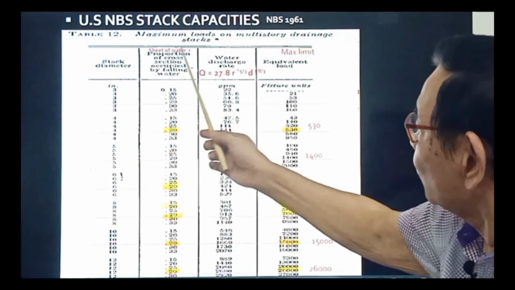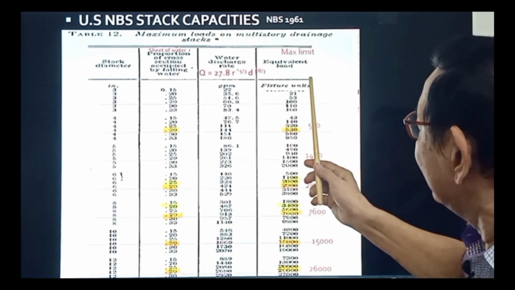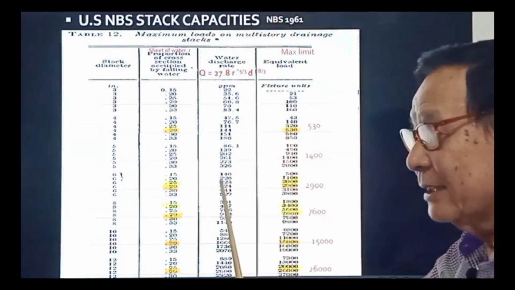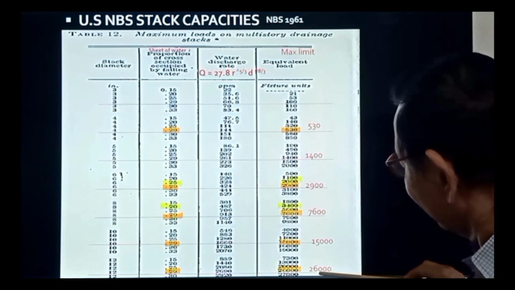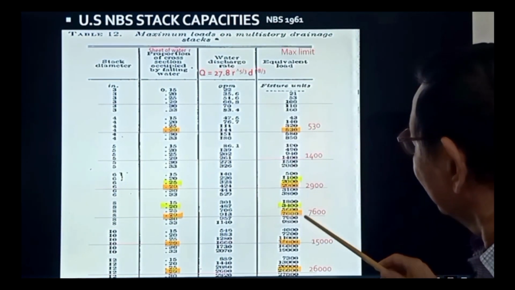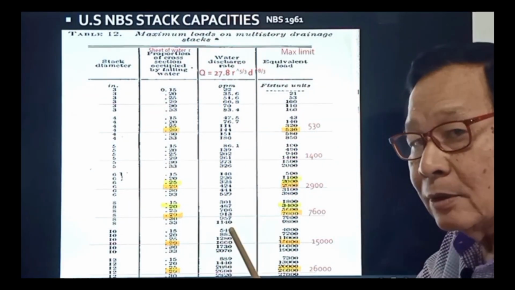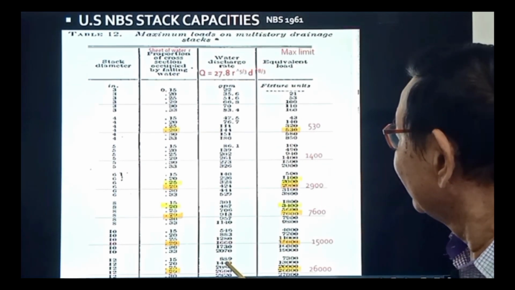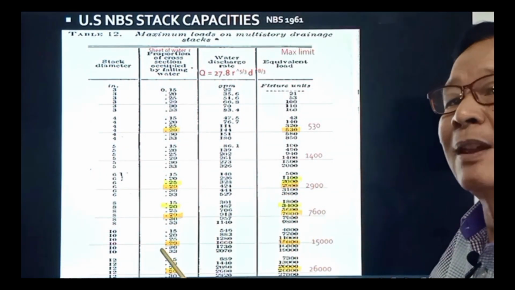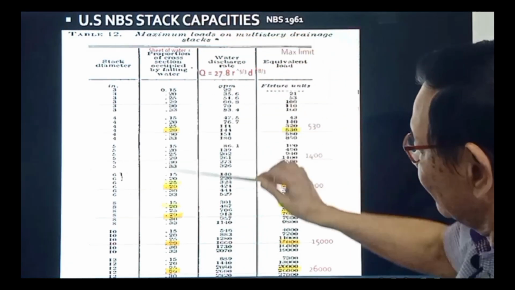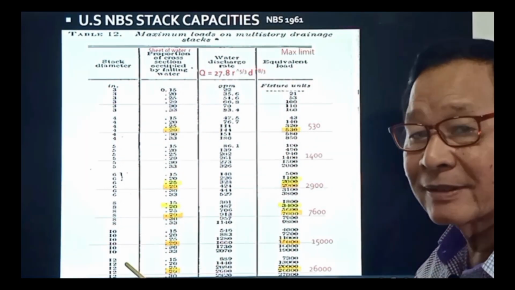Okay, so this one we can use, because these are the limits of our vertical stack, or our soil stack. Our stack should not be more than 530 for 4 inches. Some other codes use only 500. For the 5 inches and the 6 inches, some other code uses 1,900, which is not within the soil stack capacities by the National Bureau of Standards, BOS, United States.